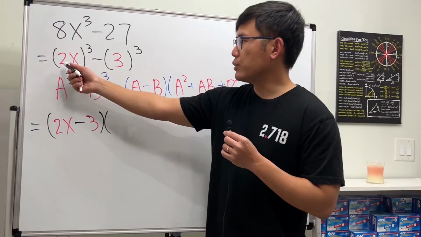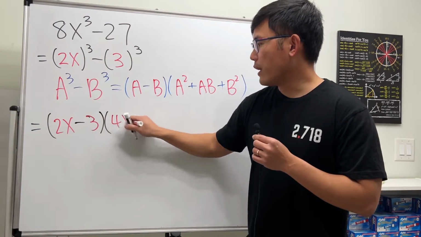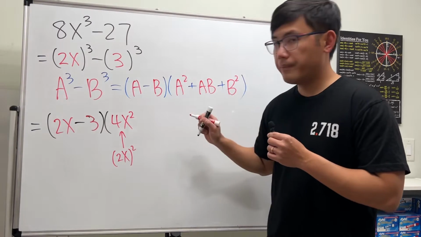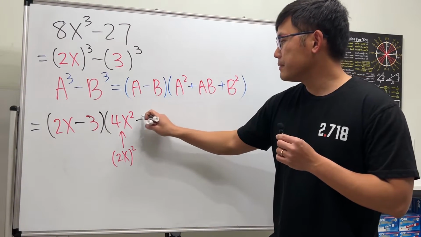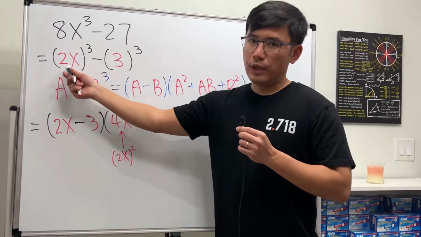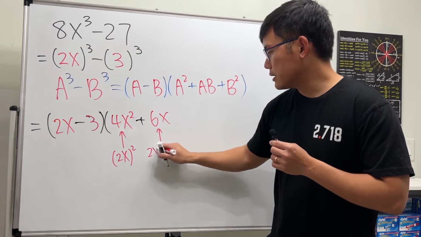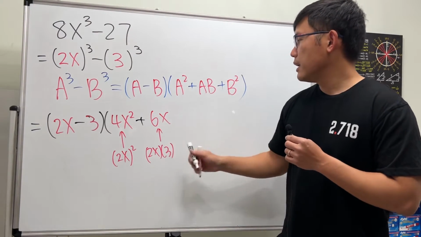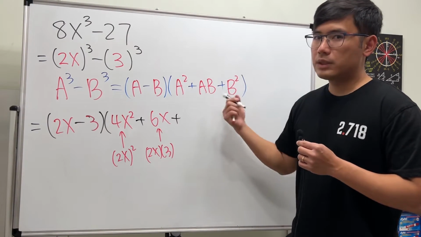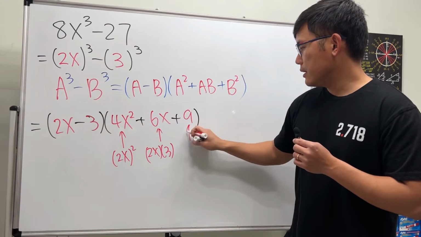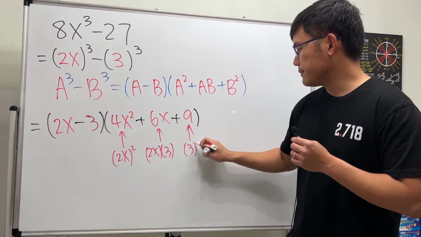a squared, which is 2x squared, and that will give us 4x squared. And again, this is because of 2x squared. And then we add a times b, 2x times 3, so we get 6x. And this is because 2x times 3. And lastly, we add b squared, 3 squared, we get 9. And this is because 3 squared.